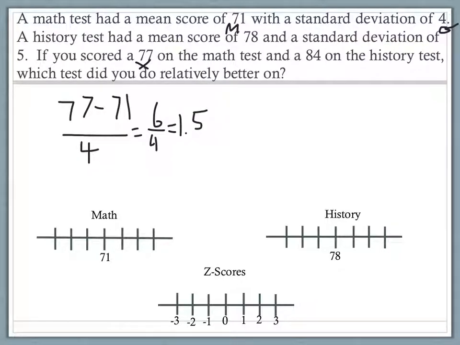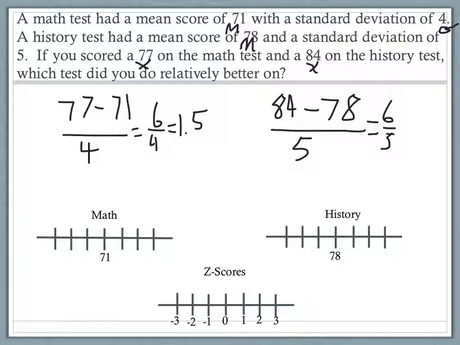Now let's go ahead and get our history score. On history we got an 84, so that's my x for history. So 84 minus my average for history, which is 78, all divided by my standard deviation, which is 5. That's going to be 6 over 5. If I do that in the calculator, it's 1.2.